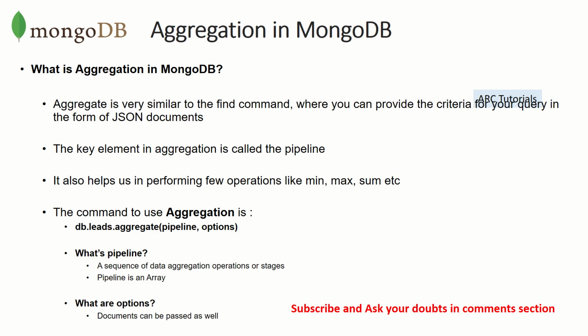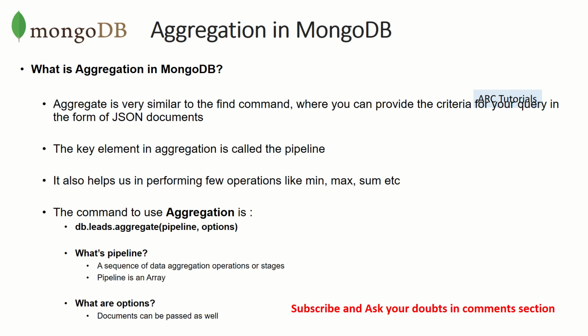All right, so what is aggregation in MongoDB? Aggregation is very similar to a find command. We have been working with the find method or find command so far. Now think of aggregate as a new find, where we provide the criteria of a query and it will get us back the JSON documents.